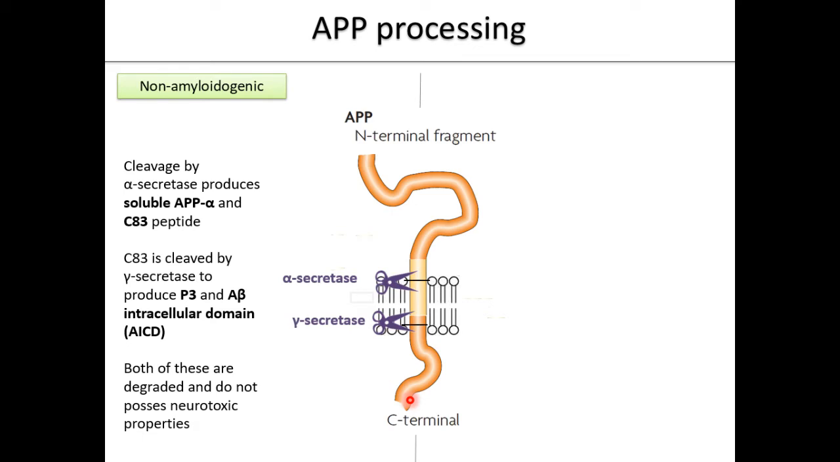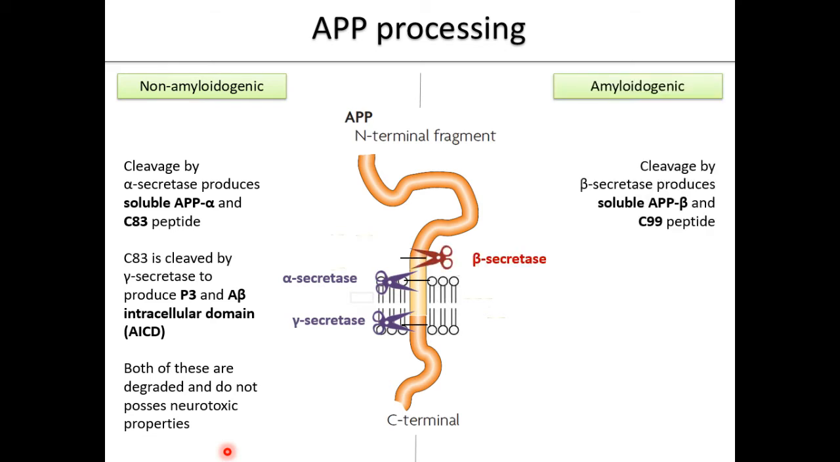All of these different fragments, including APP and all of these other ones, are degraded and therefore do not, as far as we can determine, possess neurotoxic properties. So this pathway, in other words, is safe. We want our amyloid precursor protein to be processed in this way. Yes? So all of them. So APP, C83, the AICD, all of these particular fragments based on this alpha-gamma secretase, all of them are soluble and all of them are easily degraded. Okay?